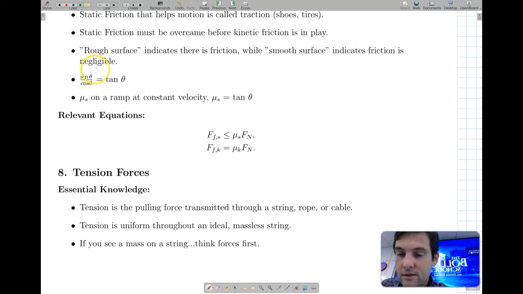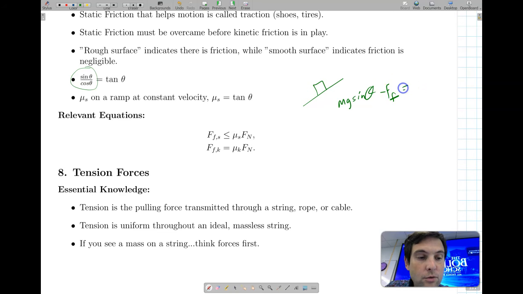Little trig fun for you. Sine theta over cosine theta equals tan theta. The reason this matters is that if we have a box moving at a constant velocity, to make this quick, we'll just say the constant velocity is 0. That means the forces parallel to the ramp give mg sine theta minus our frictional force equals 0. So our frictional force equals mg sine theta.